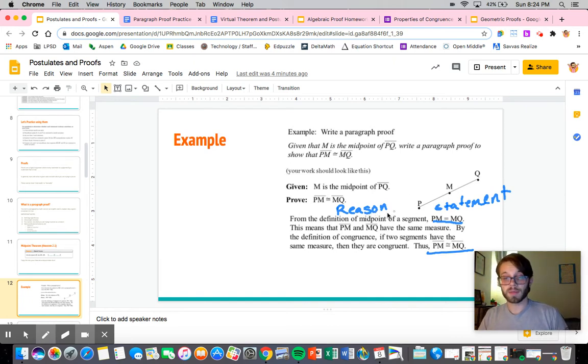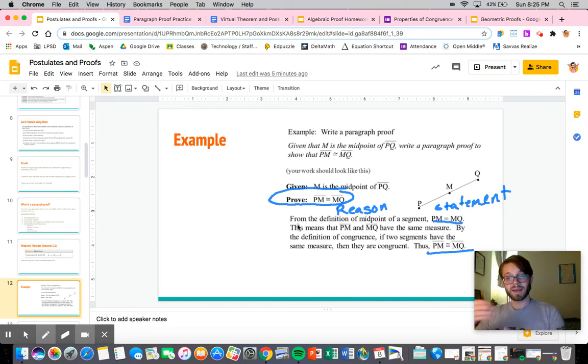Then we have another statement where we were using what we already know, right? We didn't just say this because we felt like it. We said this because we already knew it was a midpoint. Because we already had that information, I was able to use it to make a new statement, justified by what we knew about the midpoint. And then finally, from that step above, stating that it was a midpoint and therefore the measures were the same, we were able to use the definition of congruence to state what we were trying to prove.